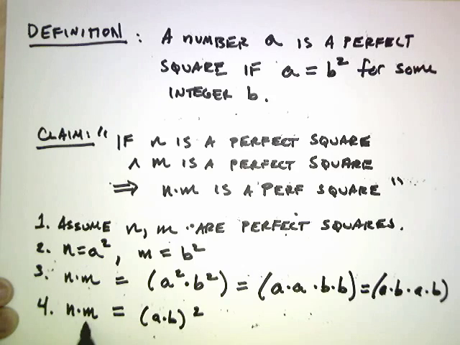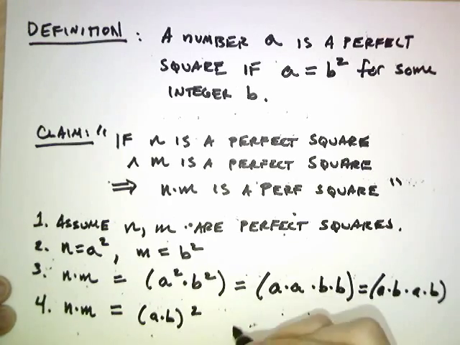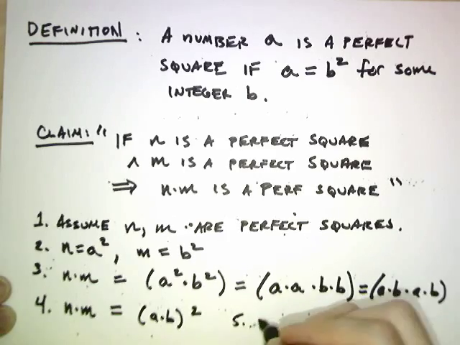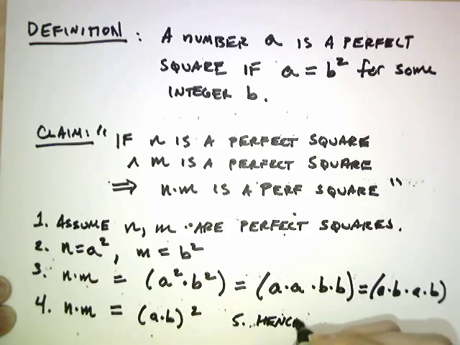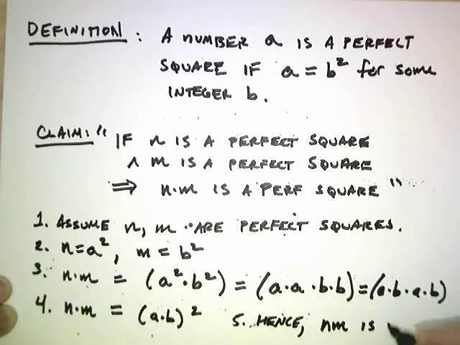Therefore, n times m can be written as some integer, a times b, squared. To repeat myself, n times m can be written as a times b, which is an integer, squared. So we can conclude, hence, nm is a perfect square.